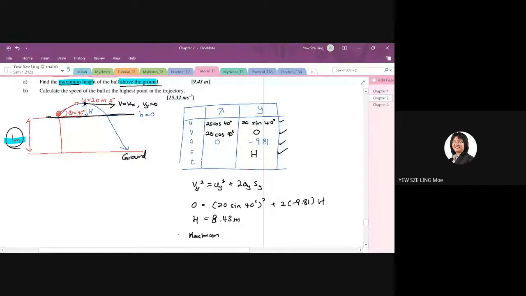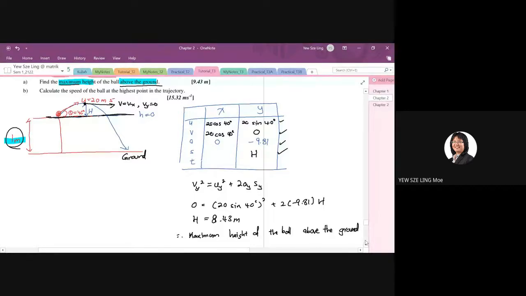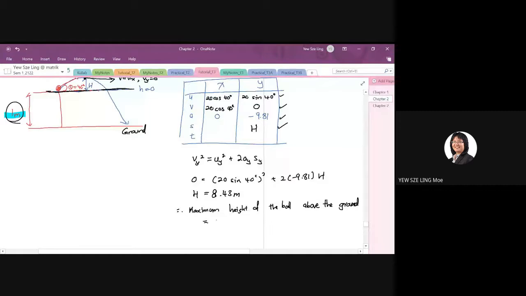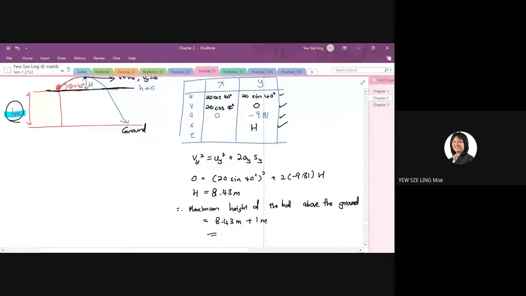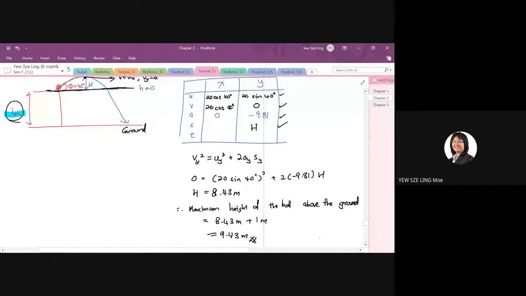So the maximum height, you need to write it in a statement. The maximum height of the ball above the ground is then equal to 8.43 meters plus 1 meter, which equals 9.43 meters. So this is your final answer. If you forgot to calculate this maximum height above the ground, 1 mark will be deducted.